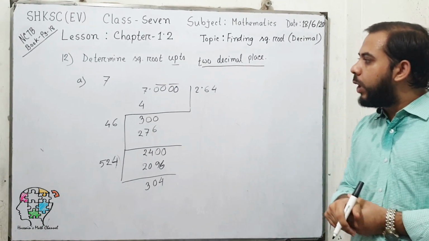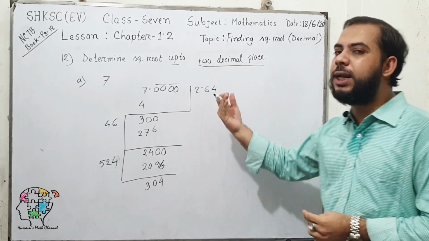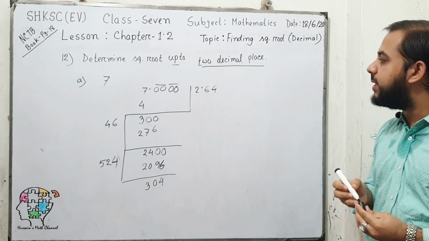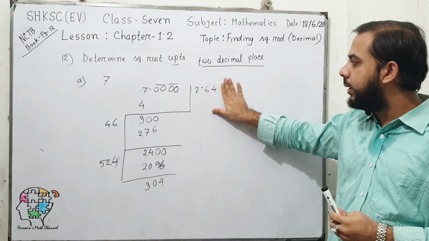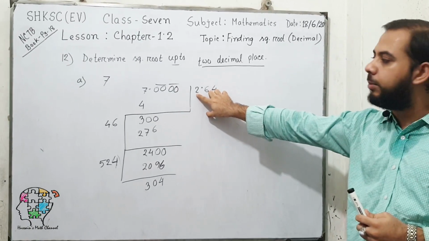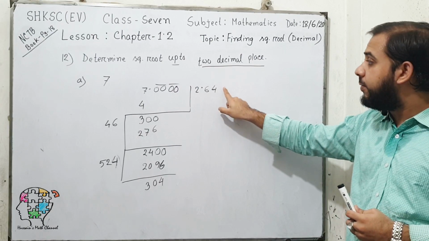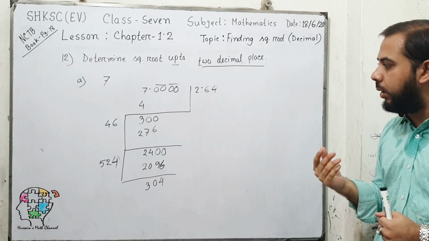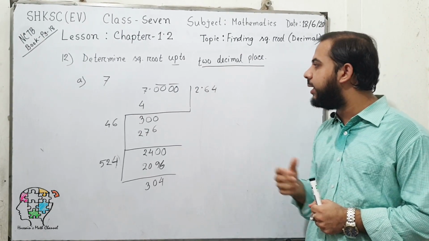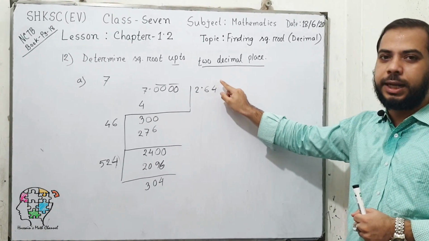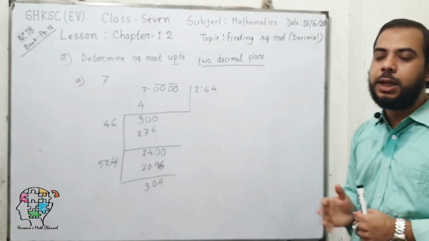Now we should check for another pair, because if here we get another digit less than 5, then the answer will be what we already get, 2.64. If the third digit here is equal to or greater than 5, then we have to add another 1 with this last digit.